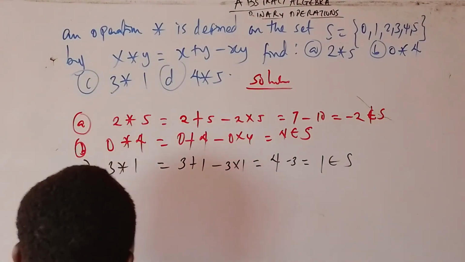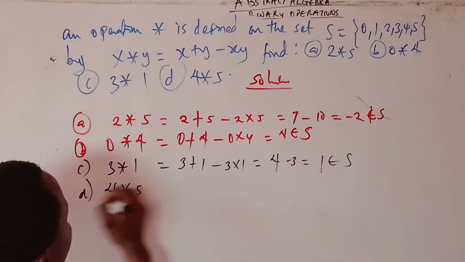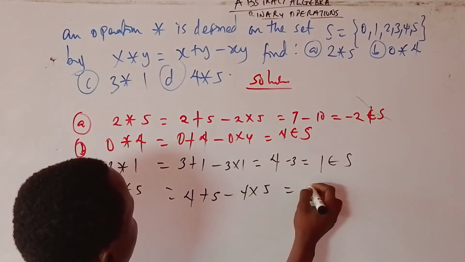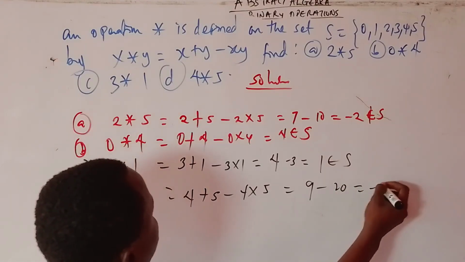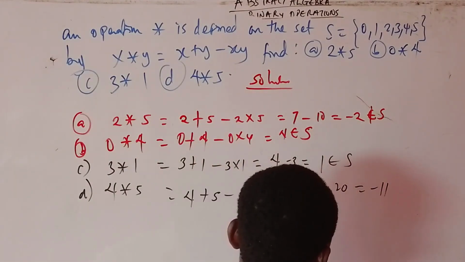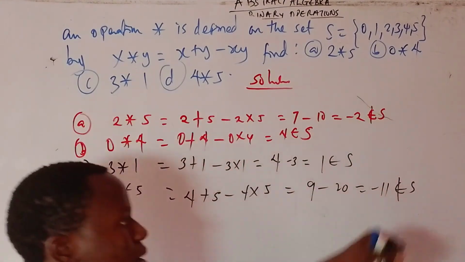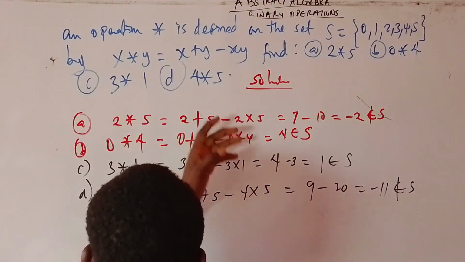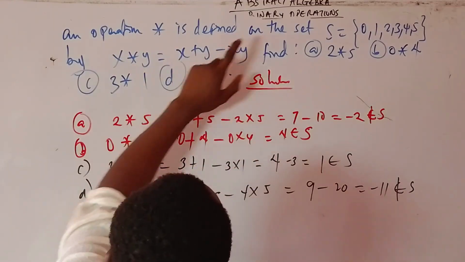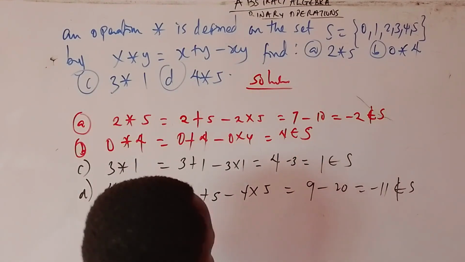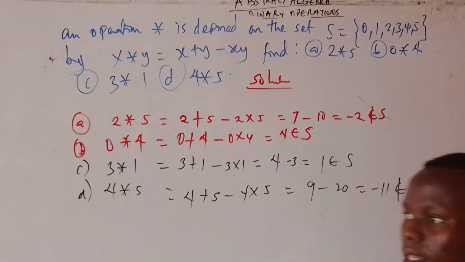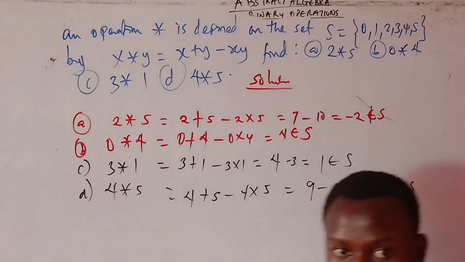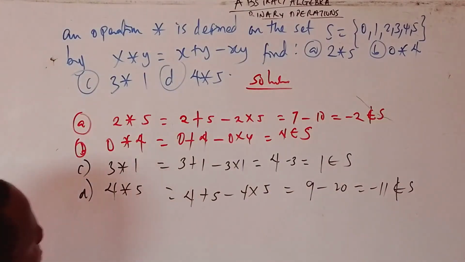But let's check for the last one. 4 asterisk 5. That will be 4 plus 5 minus 4 times 5. So that will be 9 minus 20, which is what? Negative 11. And negative 11 is not a member of set S. So when X is 4 and Y is 5, then S is not closed under the operation asterisk. That is what we call the closure property.